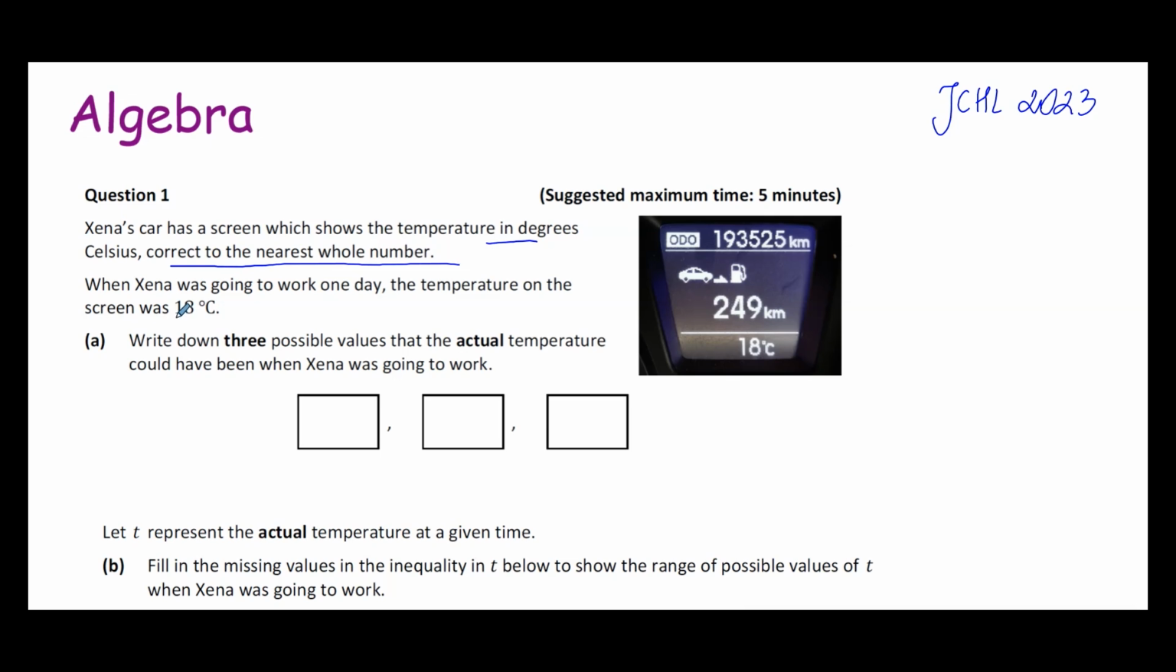So what that means is that when we are saying 18, the actual, if we consider a decimal, could be a different value here. So therefore, in the first part, we have to write down three possible values that the actual temperature could have been when Xena was going to work. So the idea that is tested here is, do you know how to round numbers? So let's look at that example.